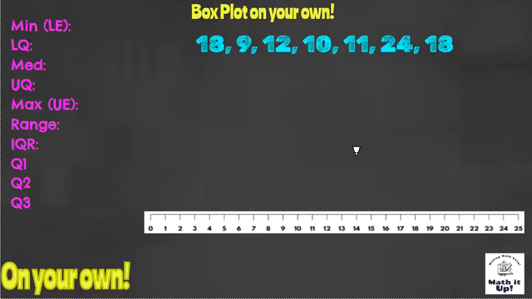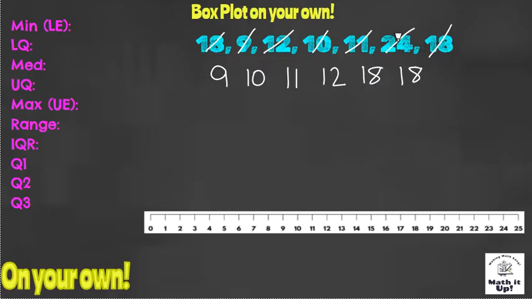All right, welcome back. Hopefully you have a beautiful box and whisker all done. And here we go. We're going to get this data ordered, which is our first point of business. So I see a 9 here, a 10, an 11, a 12, an 18. Oops, we have another 18 here. We have an 18 as a mode in this data, and a 24. All right, I'm going to count up my data and see what we have here. 1, 2, 3, 4, 5, 6, 7 pieces of data.